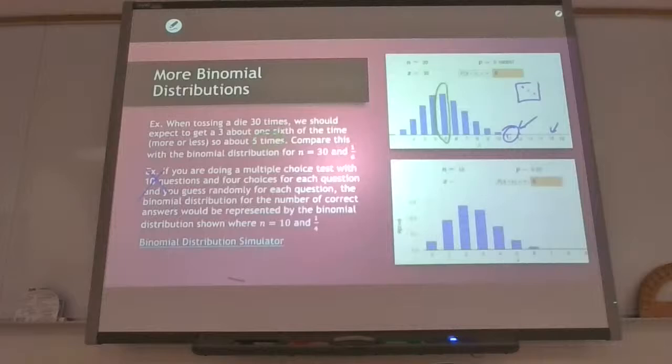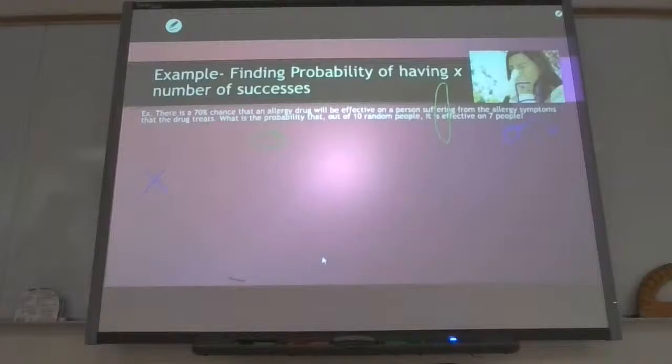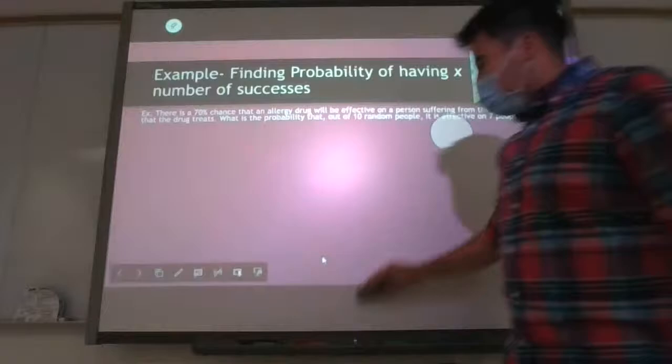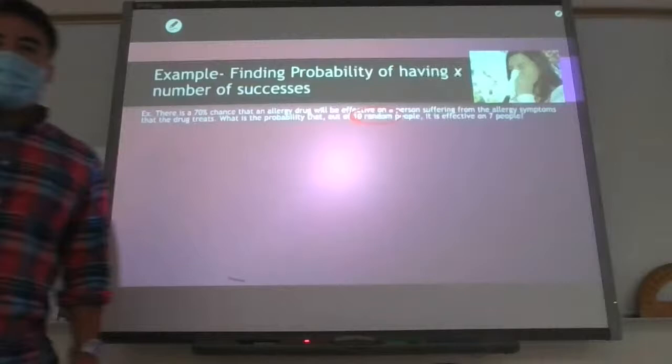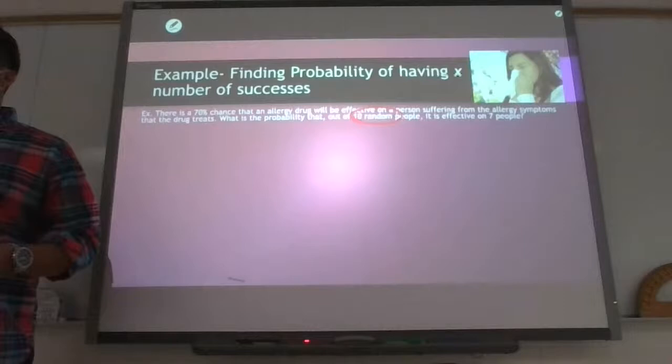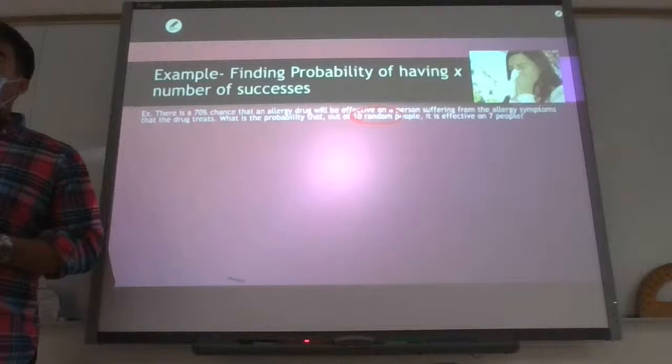So let's look at an example. This you definitely have to write down. There's a 70% chance that an allergy drug will be effective. And let's say that we test this out on 10 random people, so we take 10 people to be part of our sample. By the way, not a good sample. We will talk about sample sizes later on. It's not a great sample at all because you only have 10 people. That's extremely small. When you're testing drugs or anything quite significant, you definitely want more than just 10 people, right? But let's say you test this out on 10 people.